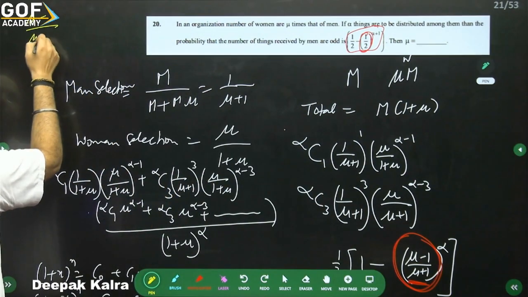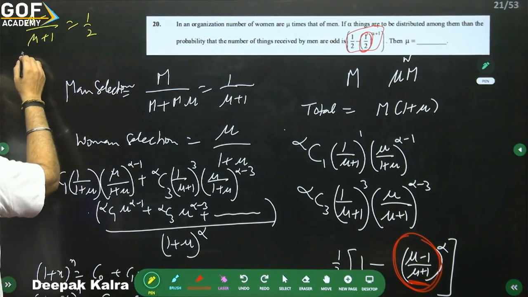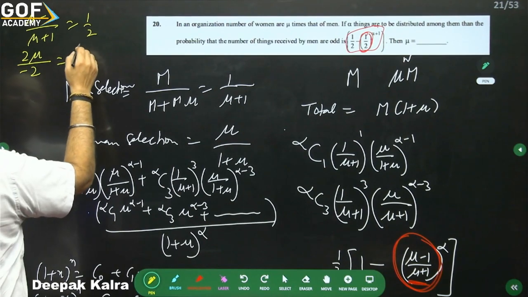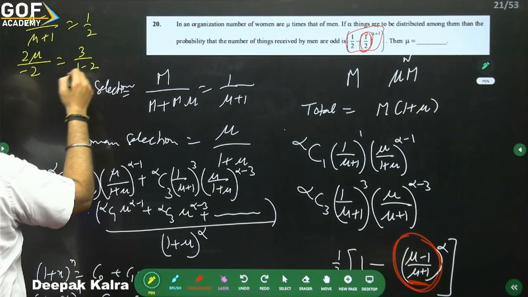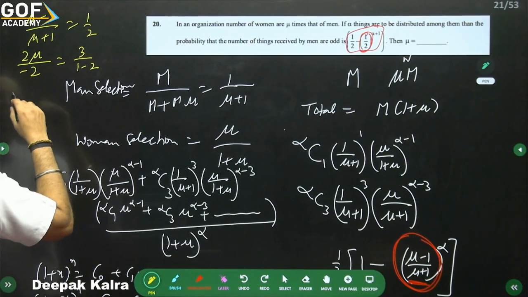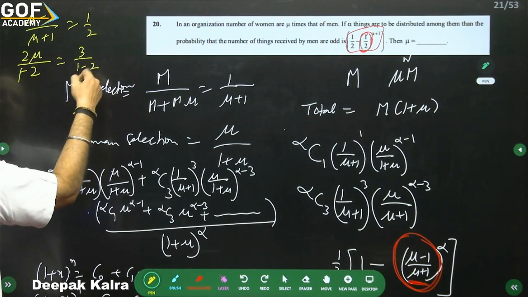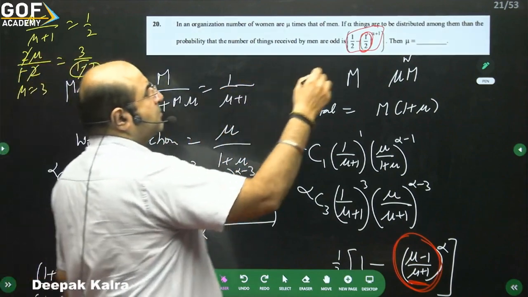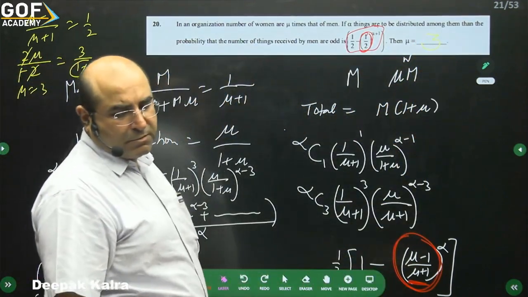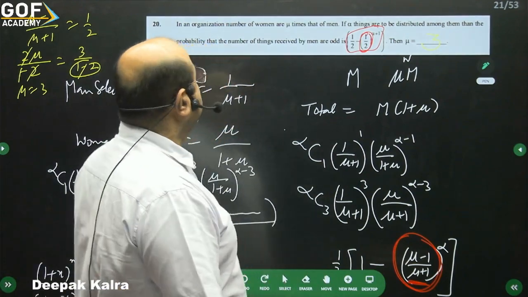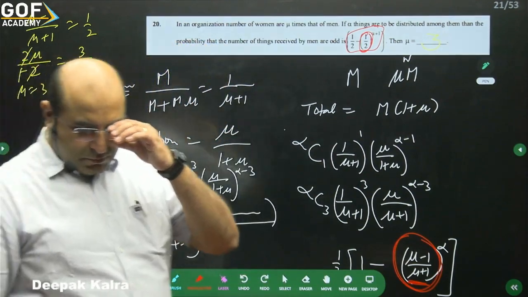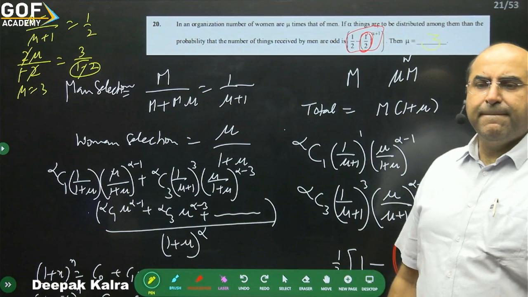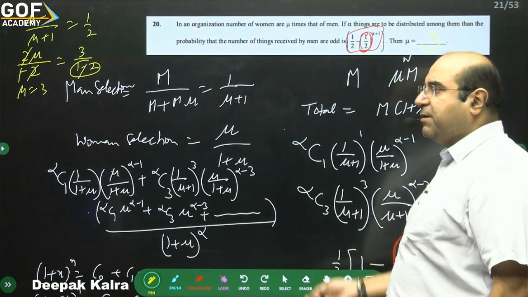Mu minus 1 upon mu plus 1 is equal to half. Apply componendo dividendo. 2 mu upon minus 2 is equal to 3 over 1 minus 2. Minus goes, it becomes 1. 2 goes, mu is 3, I guess. 3 should be your answer. Clear? I hope you have understood what I did. Can you proceed now? Tell me.